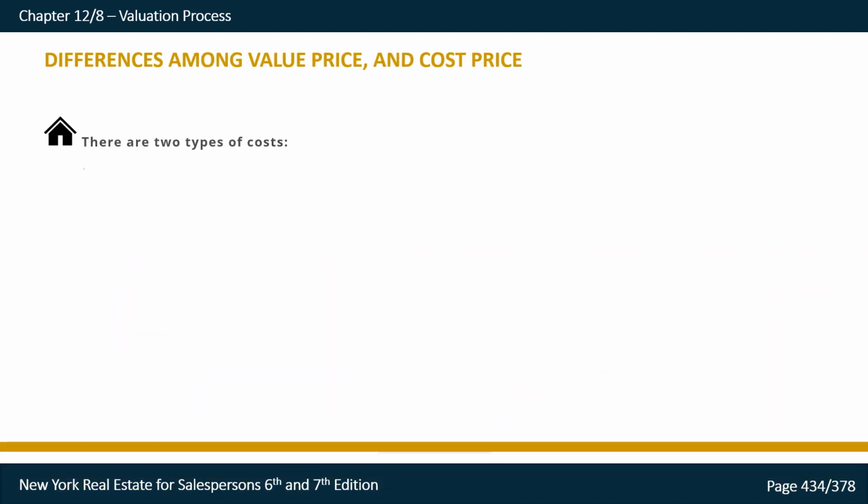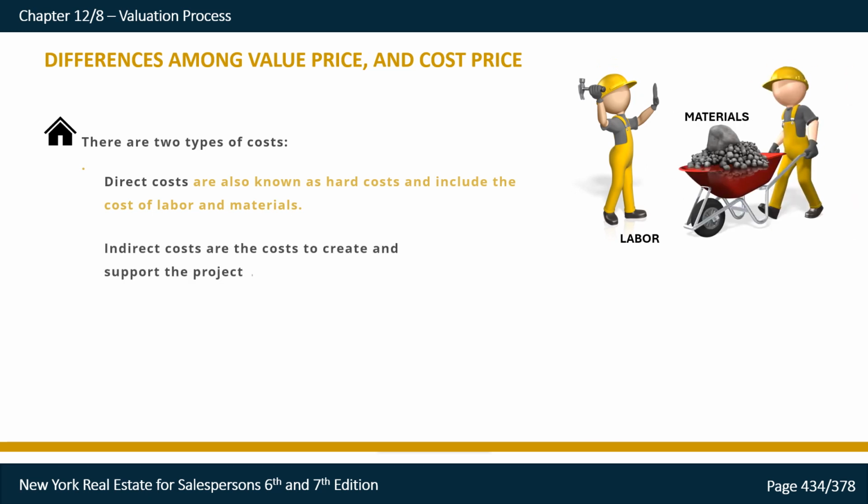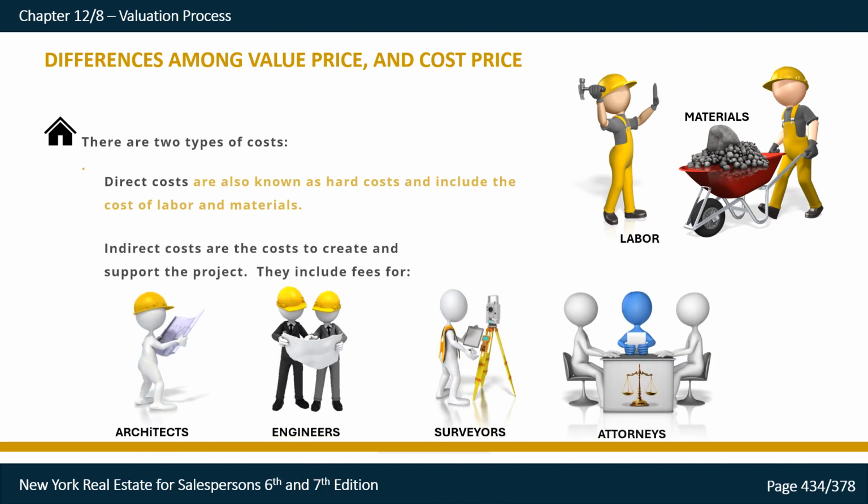There are two types of costs: direct costs, also known as hard costs, which include the cost of labor and materials. Indirect costs are the costs to create and support the project. They include fees for architects, engineers, surveyors, attorneys, and appraisers.